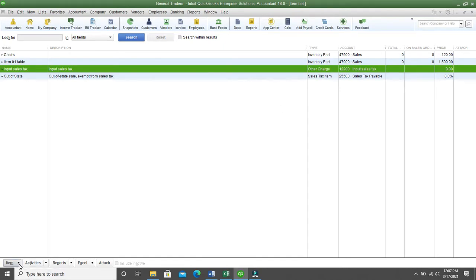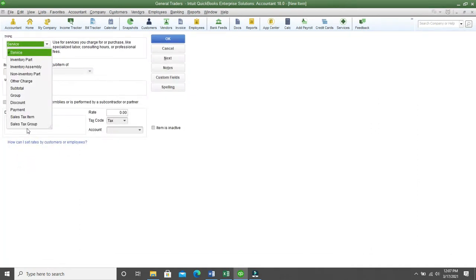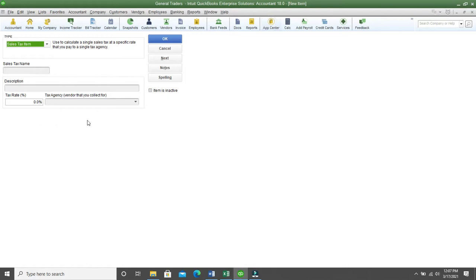Now I shall create another item as output sales tax, but this time I shall select the type as sales tax item, because QuickBooks does provide the option to record sales tax on purchase and sales invoices. So I shall call it output sales tax, and I shall copy the same to description. And my rate is 17%, applicable in Pakistan.